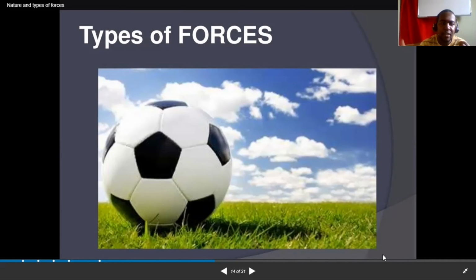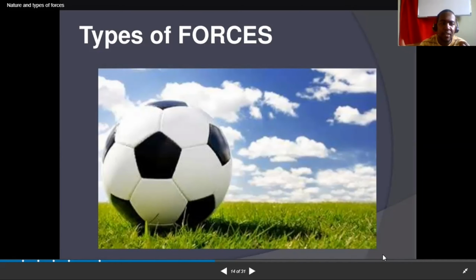So applied force is basically the force that you exert on objects. So it's the push, pull, squeeze, or twist that we exert in our everyday life. So we're pushing an object or we're kicking a ball. So those are applied forces, right?